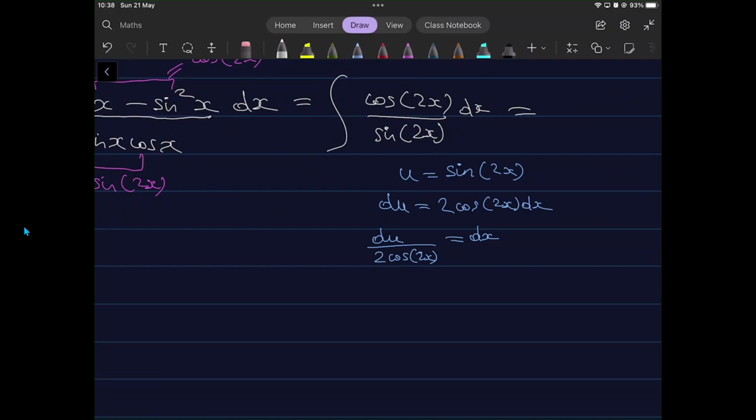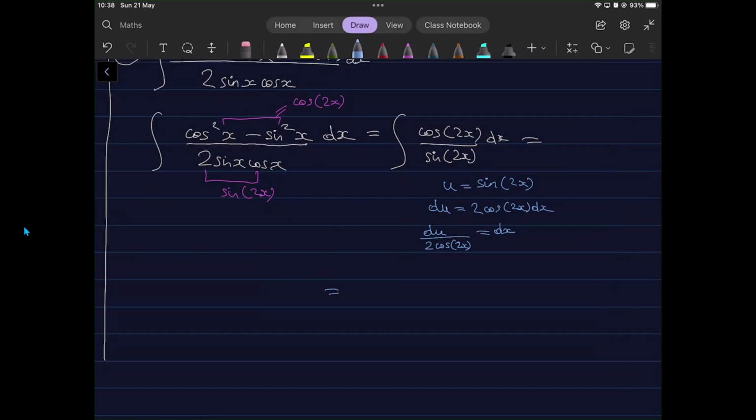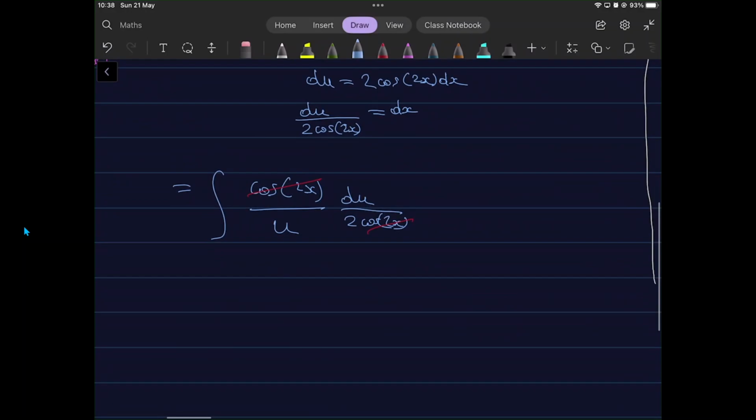So this integral can be rewritten in terms of u as the integral of cosine of 2x over u multiplied by du over 2 cosine of 2x. And you notice that these cosines cancel each other out, which was the purpose of our substitution. So you're just integrating half of 1 over u, and you get half of ln u. I'll write it like this: ln, absolute value of u. Remember absolute value, because we're not looking at complex analysis, so we can't just put a bracket on there, we have to put a modulus.